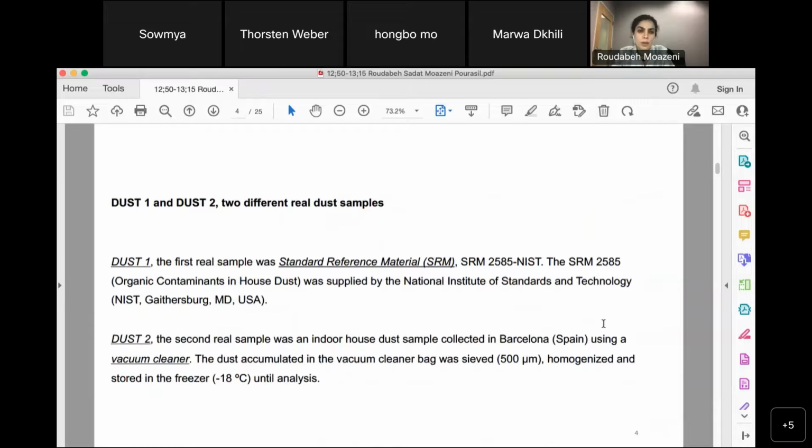The other 2 dust samples were real dust samples. Dust 1 was a standard reference material, and dust 2 was an indoor house dust sample, which was collected by vacuum cleaner. Please go to the next slide.